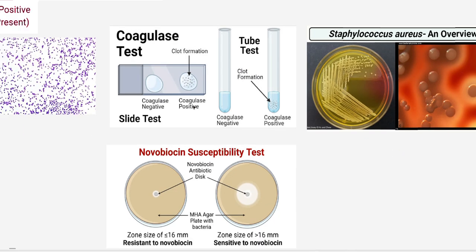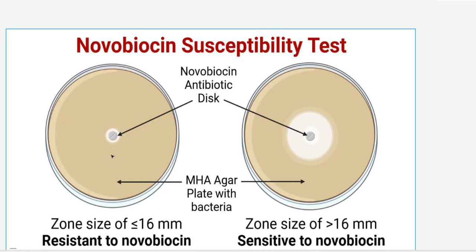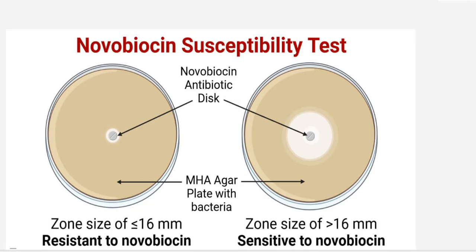After the coagulase test, we do a further test called the novobiocin susceptibility test. Novobiocin is basically an antibiotic, right? Now we need to separate whether something is Staph epidermidis or Staph saprophyticus. So we place the novobiocin on a disc and we place that disc onto two dishes. One is plated with S. epidermidis and one is plated with S. saprophyticus.